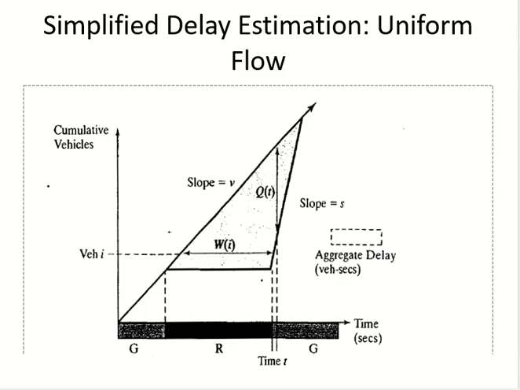The flow rate at which the vehicles are coming, we represent with small b, the arrival flow rate. And then we have the flow rate at which vehicles leave. We call it the saturation flow rate, small s. What it means is the rate at which vehicles will leave.